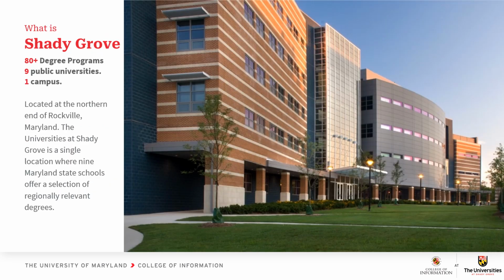Now that I've told you a little bit about the information science program and the requirements for joining our program, I want to just speak briefly about what is Shady Grove. Located at the northern end of Rockville, Maryland, the Universities of Shady Grove is a single location where 9 Maryland state schools offer a selection of regionally relevant degree programs.